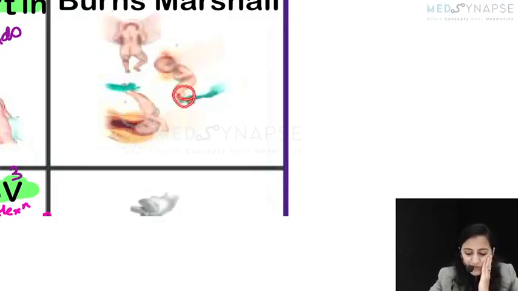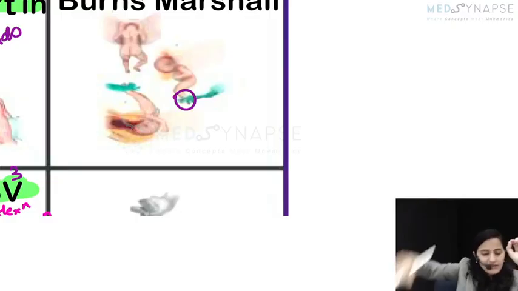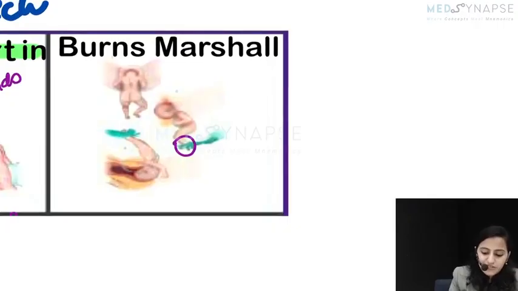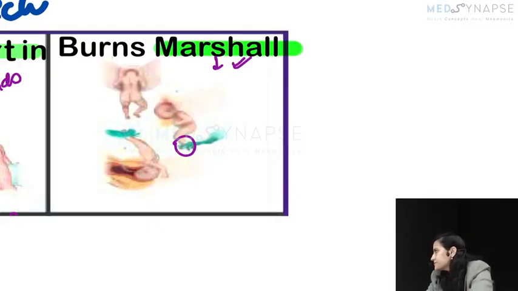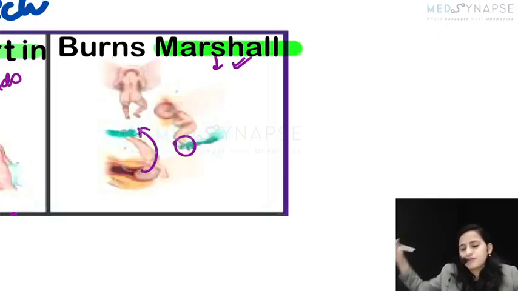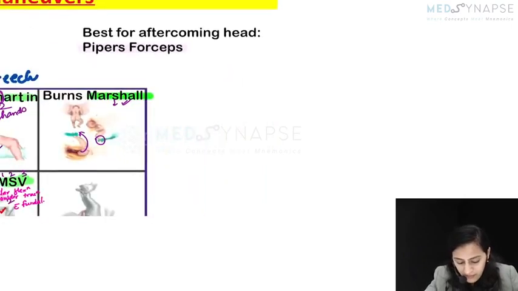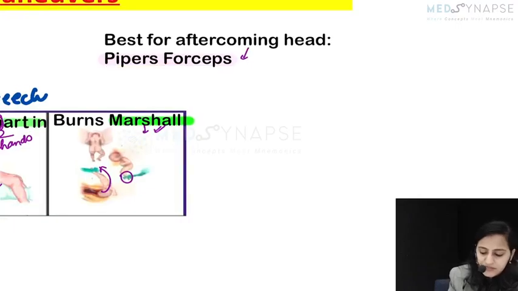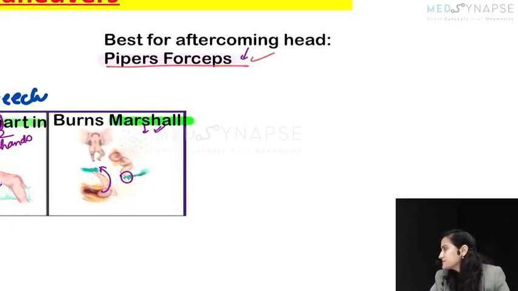What do we do if you are just holding the baby with the feet, curving it and taking it out, telling the baby that you do not need any flexion, traction, you are a marshal, you can do it. बस एक simple maneuver, बस पैर से पकड़ के बाहर लेके आ जाओ, that is Burns Marshall, like a marshal. There is nothing there, no mento, no shoulder. You just curve the baby and get the baby out. If the question is what is the best for after coming head in the breech? Piper's forceps. This Piper's forceps is the best.